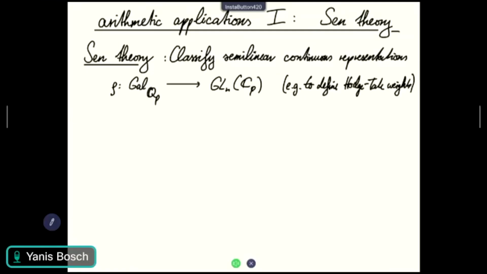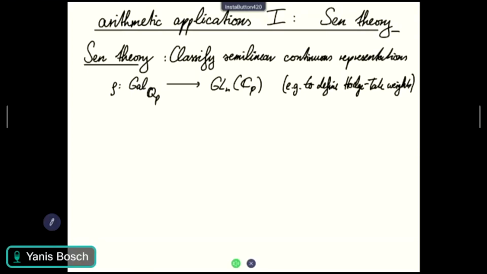Sample applications if you want. And the first one is supposed to be about Zen theory. So this is a classical topic in p-adic geometry. And it's about classifying, describing, understanding, studying the semilinear continuous representations of the absolute Galois group of QP on finite dimensional CP vector spaces.